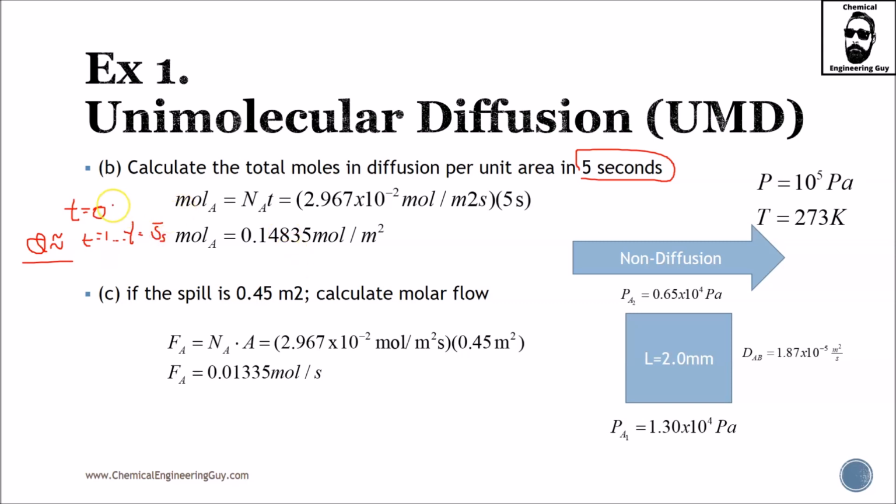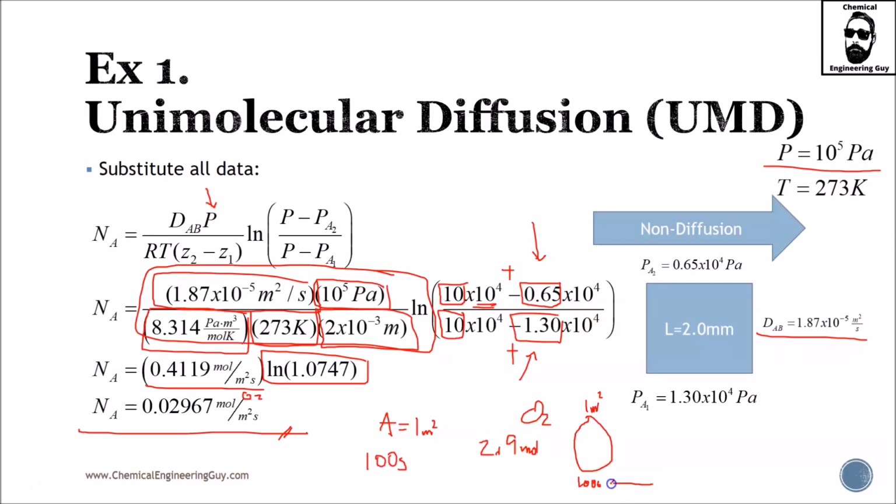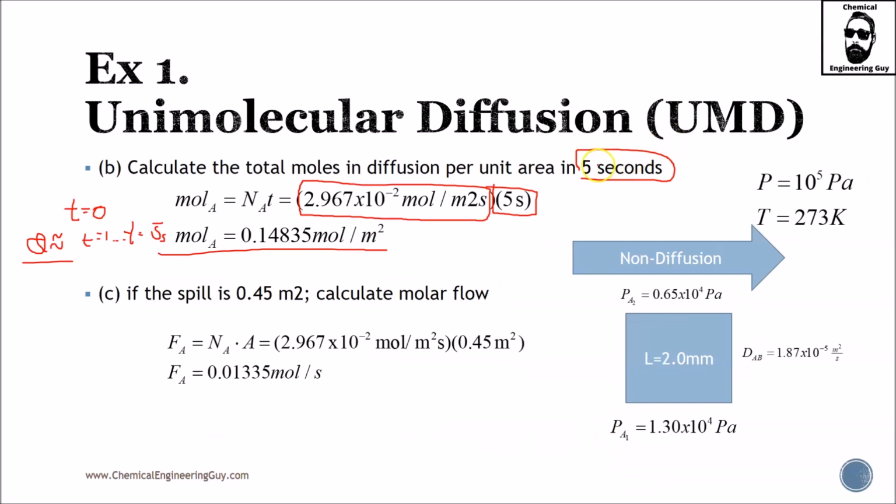And if I were to do an average, since it is the same value, I just need to plug in the value right here and the change in time, which is 5 seconds. As stated, this is what I was telling you here. I used 100 seconds. This is now 5 seconds. And this will be the value, 0.14 moles of oxygen per square meter.